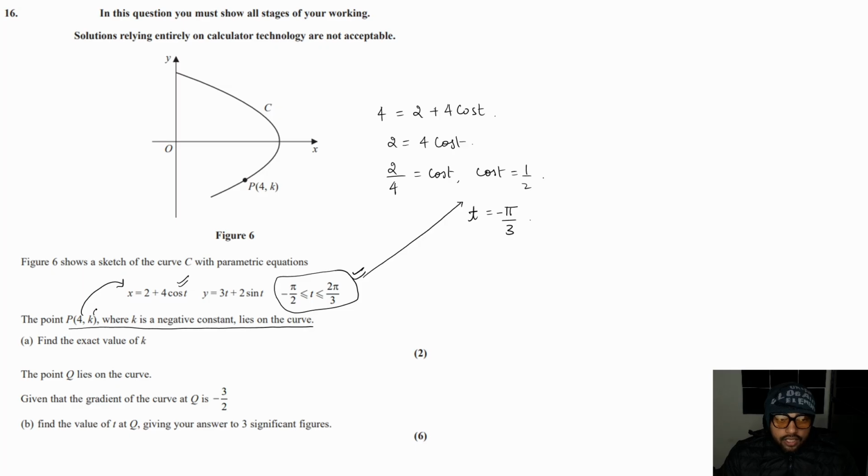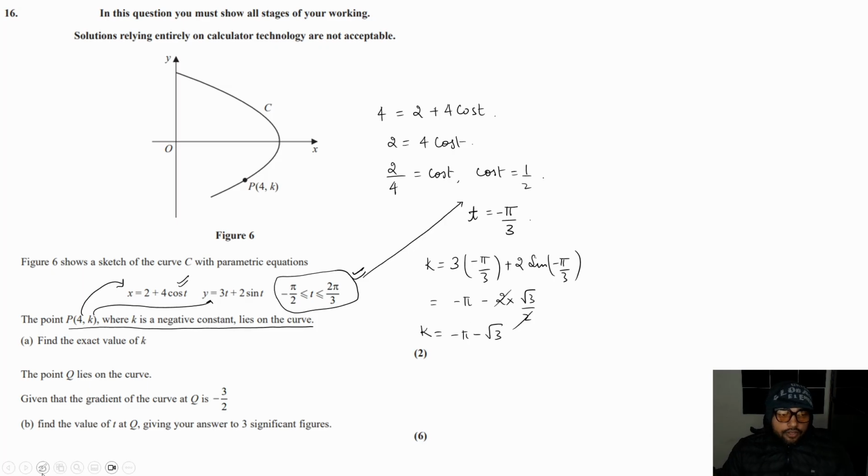Now k will also satisfy this parametric equation. So k will be equal to 3t plus 2 sine t. In place of t, we'll plug in negative pi by 3, so 3 times negative pi by 3 plus 2 sine of negative pi by 3. Sine of negative pi by 3 is negative root 3 by 2. This 2 and this 2 get cancelled. We'll be left with negative pi, negative root 3. This is the value of k.